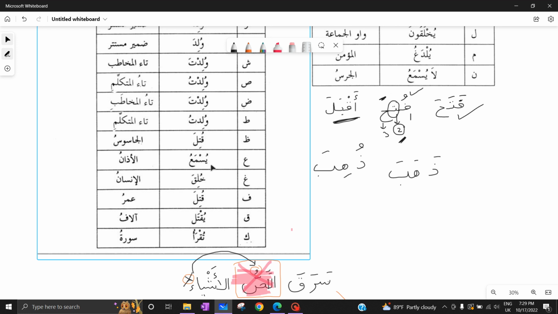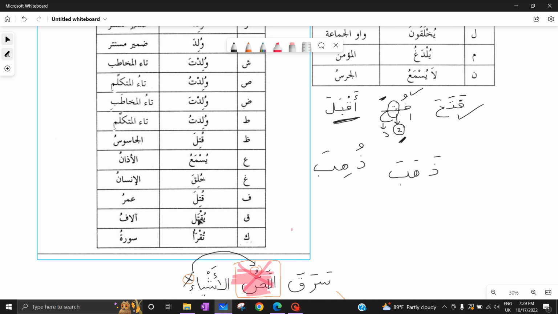The actual verb is yasma'u. So the first letter, harf al-mudara'a, will get a dhamma, yus. And the second last letter will get a fatha, yusma'u, al-adhanu, and this is na'ib al-fa'il. Khuliqa is from khalaqa, al-insanu. Qutila, from qatala, yuqtalu. So this is the majhul form of the present tense yaqtulu.